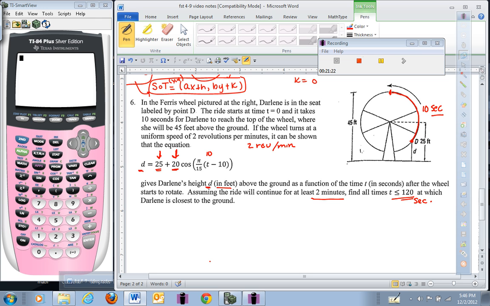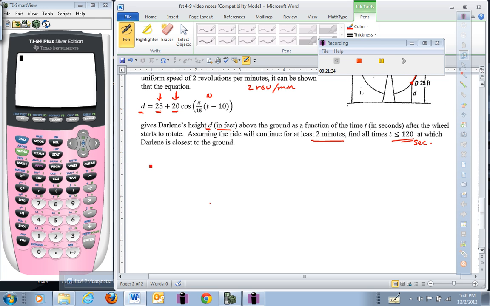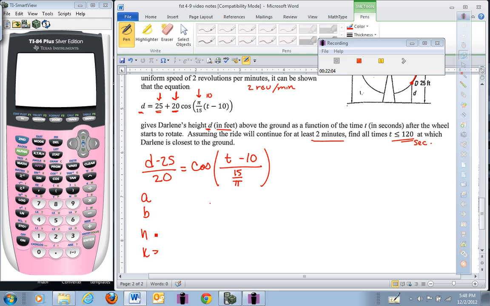So really, the best way of doing that is to probably analyze this function right here. And by analyzing it, I mean putting it in its stacked fraction form. So we would have d minus 25 divided by 20, right, times the cosine of, we'll leave this one t minus 10 on the top, and then multiplying by pi over 15 is like dividing by 15 over pi, like this. Okay? So we could then find the a, the b, the h, and the k. So in our case, a is a weird amount, it's 15 over pi. B is 20, h is 10, and k is 25.